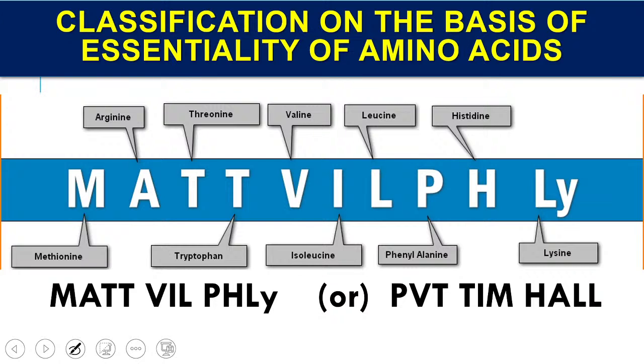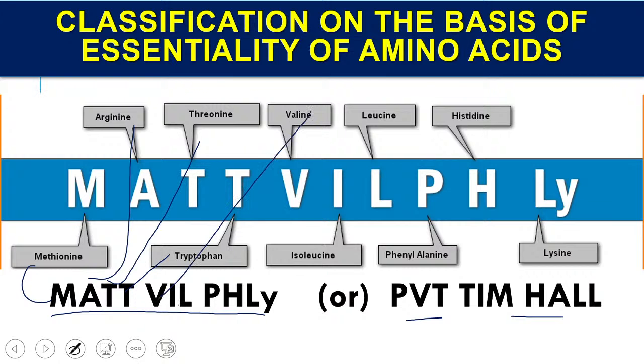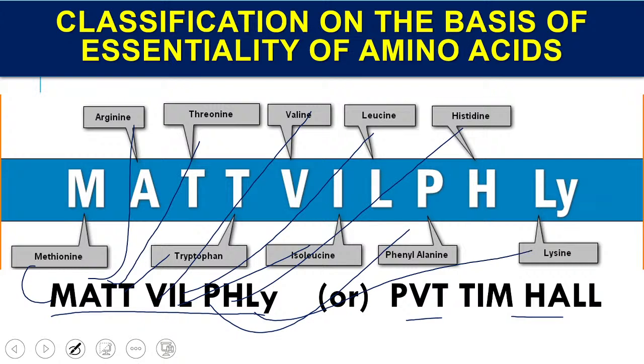So remember essential; the remaining will be non-essential. For that we have two mnemonics. Either you can remember Matt, Will, Fly, or Private Tim Hall. Whichever you want, you can remember it, and this will give you all the names: M methionine, A arginine, T threonine, T tryptophan, V valine, I isoleucine, L leucine, P phenylalanine, H histidine, Ly lysine.